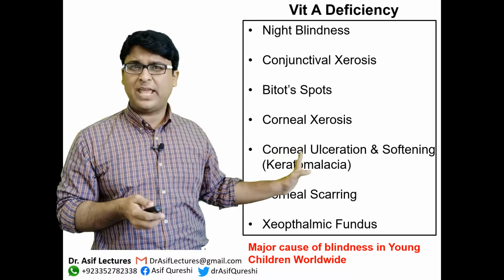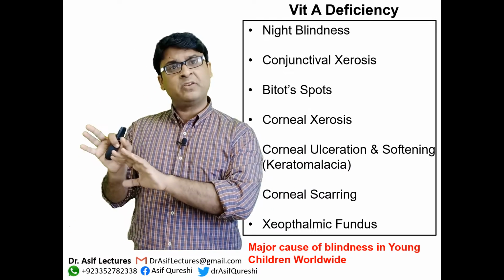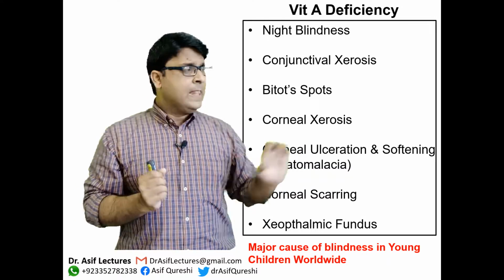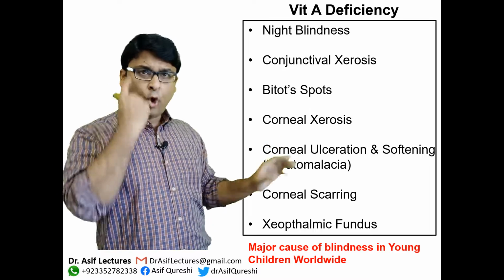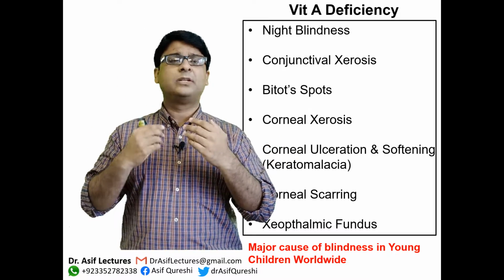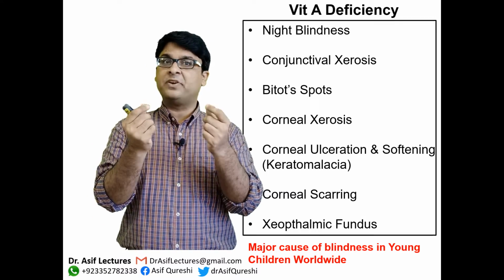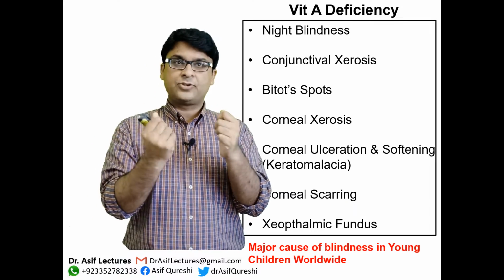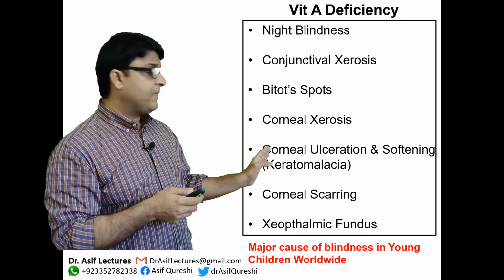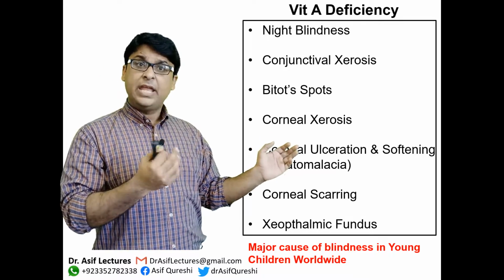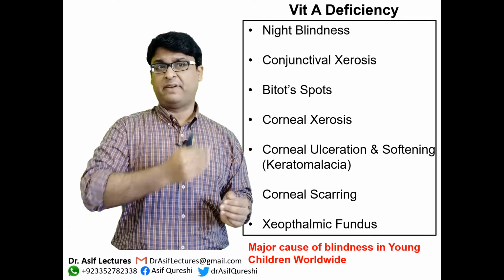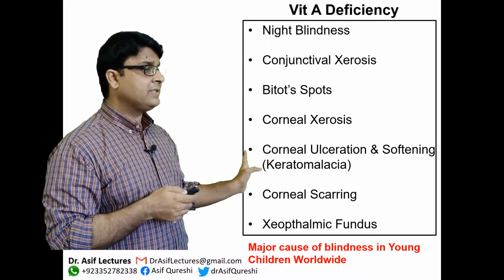So osteomalacia is where there is a problem with bone mineralization, so it becomes soft. Yeah, so same thing here. The cornea, because of repeated dryness, infection, edema, becomes brittle and soft. And this term is called keratomalacia. If this happens repeatedly, it can also lead to corneal scarring, fibrosis, okay, and xerophthalmic fundus.